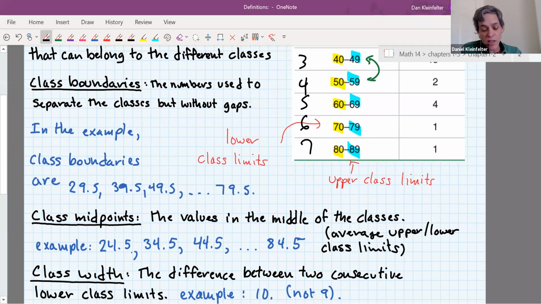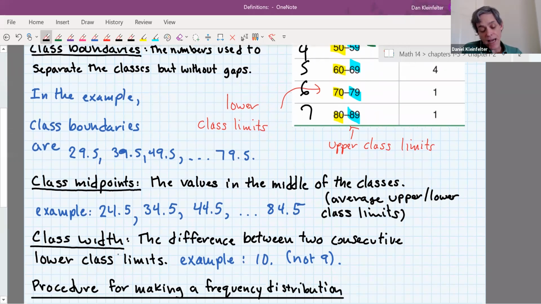Okay, you'll notice that the distance between each of the class midpoints is going to be 10, just as the distance between the class boundaries was also 10: 29 and a half, 39 and a half, 49 and a half. So those are the class width. The class width is the distance or difference between two consecutive lower class limits. In this example, it's 10.